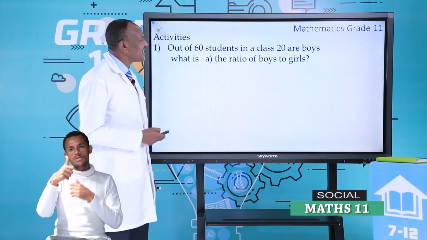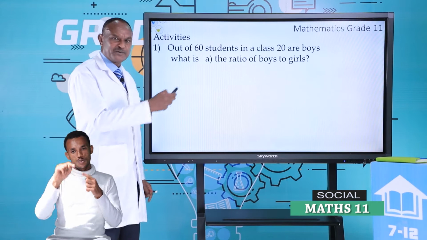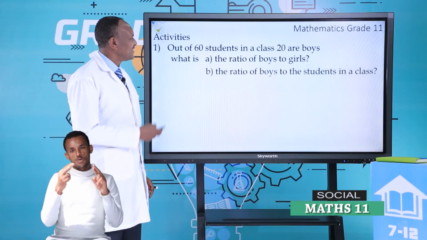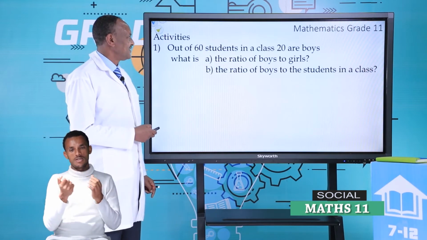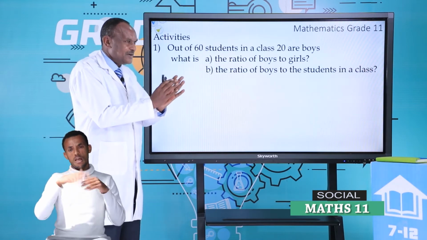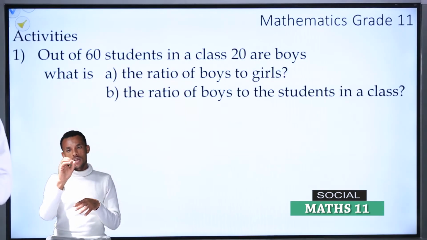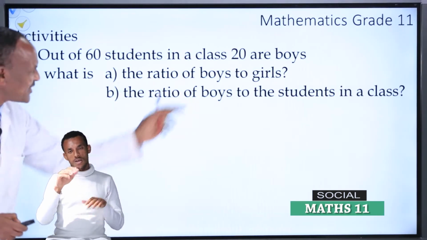What is A? The ratio of boys to girls. B, the ratio of boys to the students in a class. We are given 60 students in a class, of which 20 are boys. The rest are girls. So what is the ratio of boys to girls?